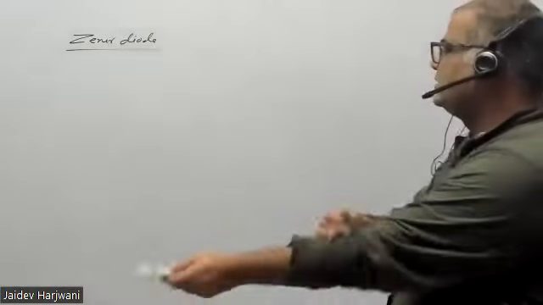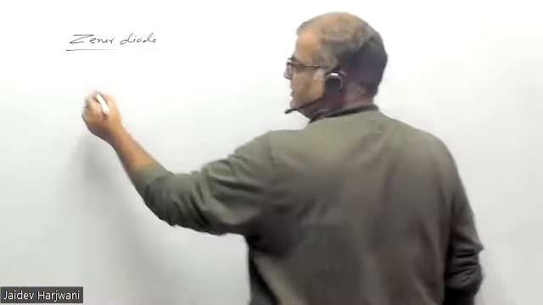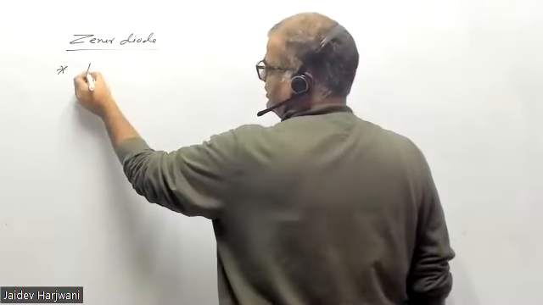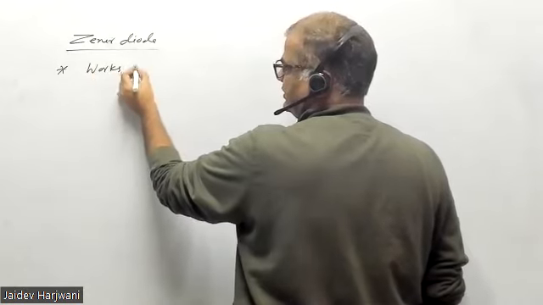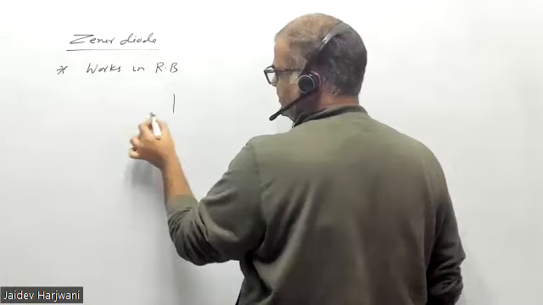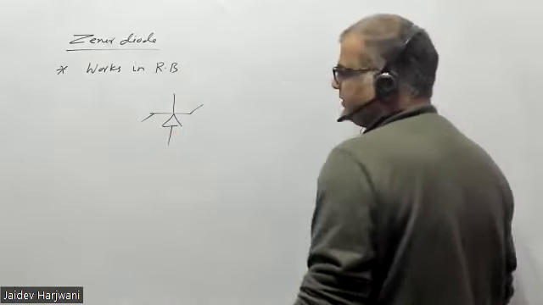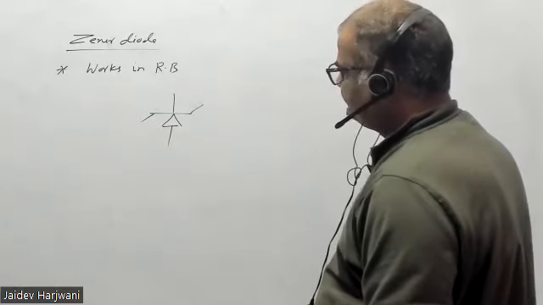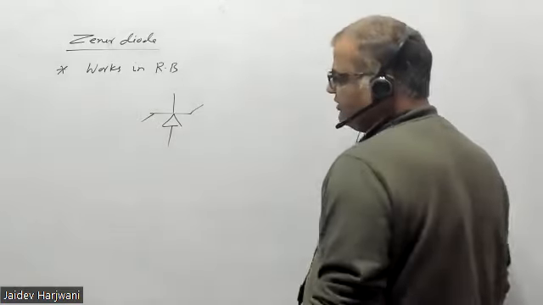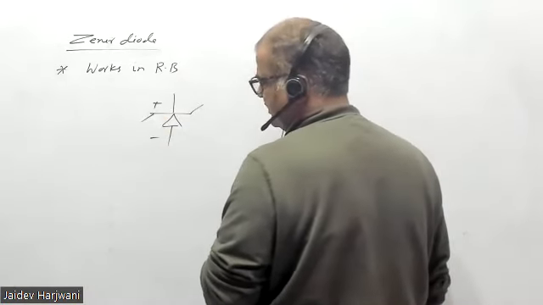Zener diode is basically what? Zener diode works in reverse bias. This is your Zener diode. Now if you apply reverse bias here, plus and minus here, reverse bias here.